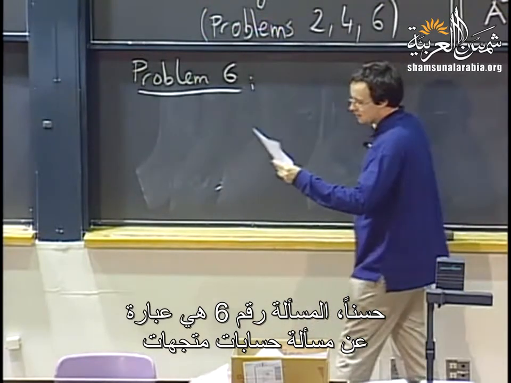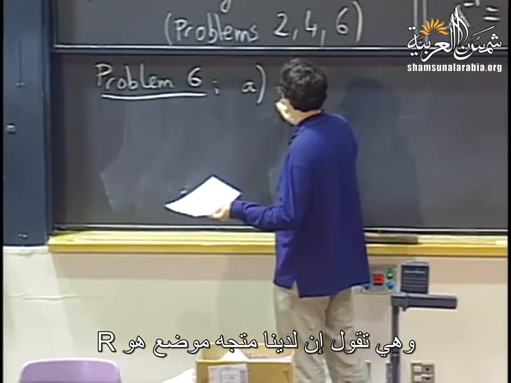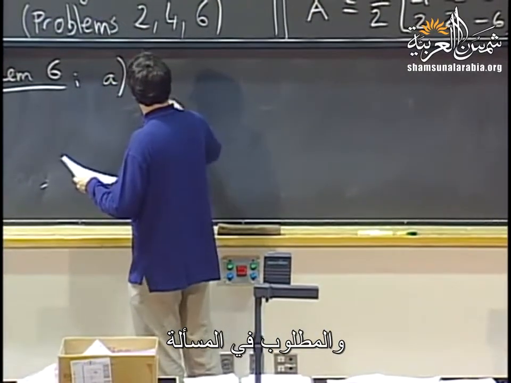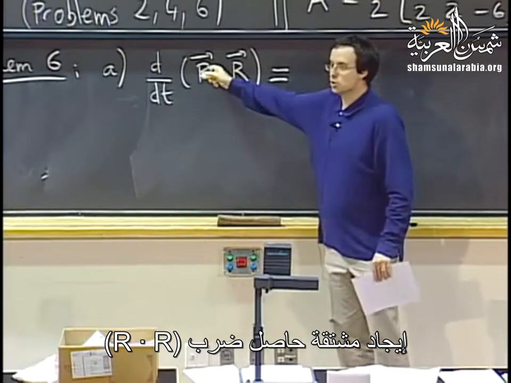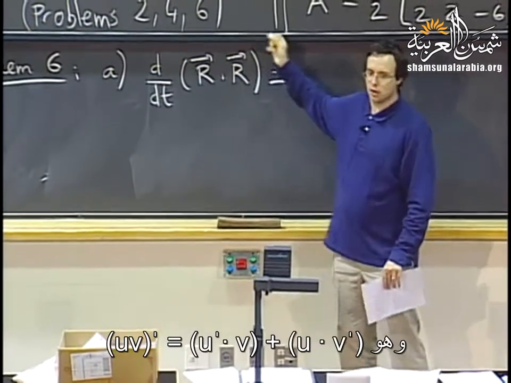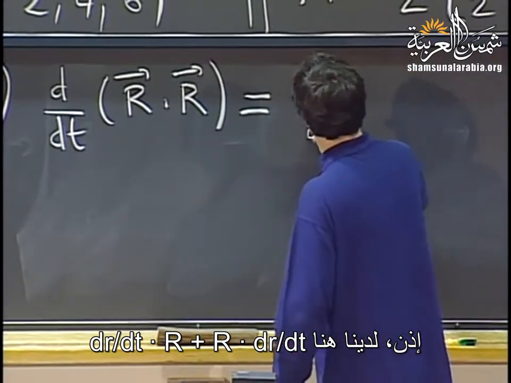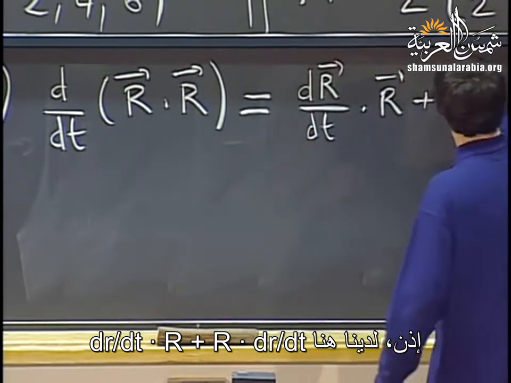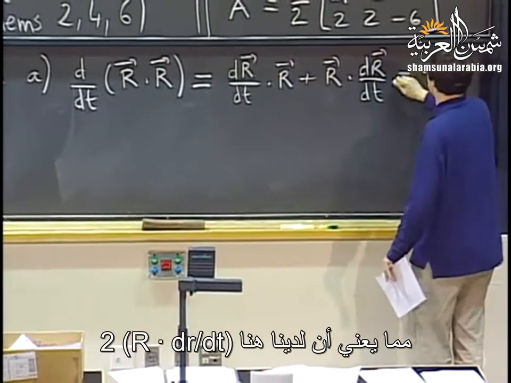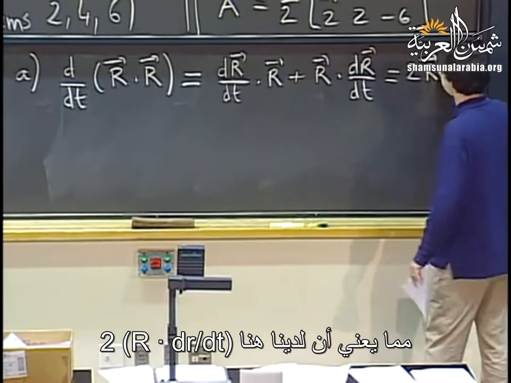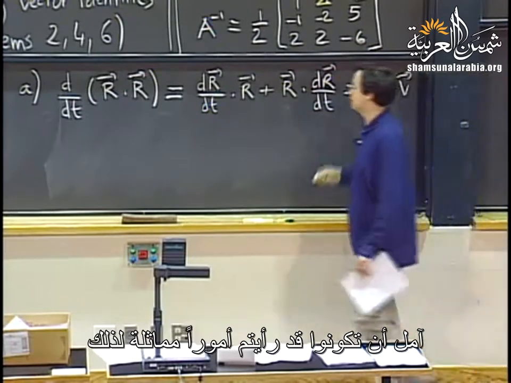So problem 6, it's one of these vector calculations. We have a position vector r, and it asks how we find the derivative of r dot r. Well, remember we have the product rule for taking the derivative: (uv)' is u'v plus uv', and it also applies for the dot product. So that's dr/dt dot r plus r dot dr/dt. These are both the same thing, so you get 2 r dot dr/dt, but dr/dt is v, the velocity vector. Hopefully you've seen things like that.